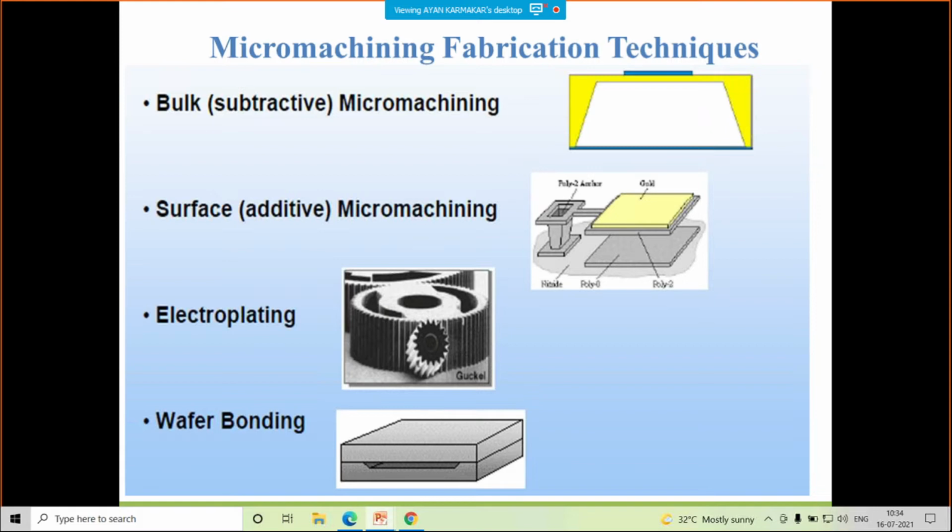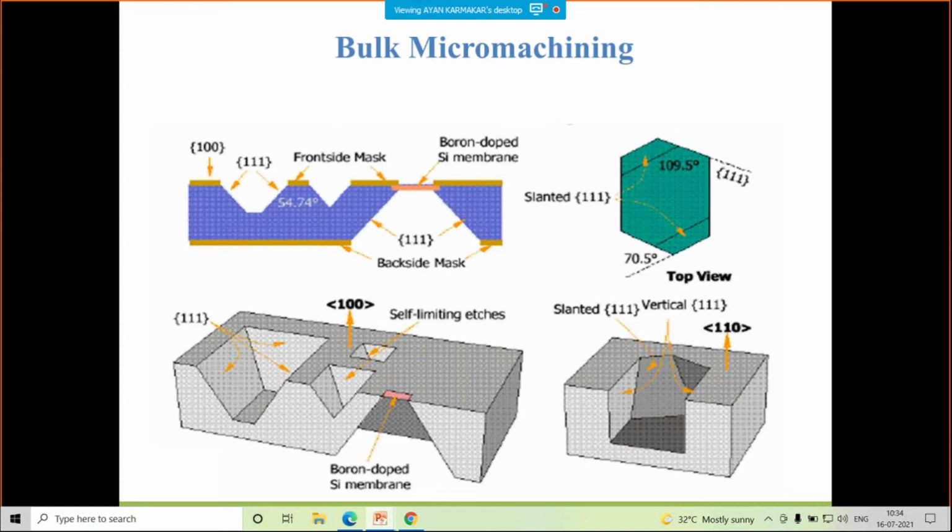From the name bulk micromachining itself, you can get an idea that if the bulk of the silicon is removed from the actual substrate, then you can get this kind of bulk micromachined feature. Just like, as you know, potassium hydroxide or TMAH, these kinds of solutions are used extensively in the semiconductor fab to get an etched pattern of silicon.